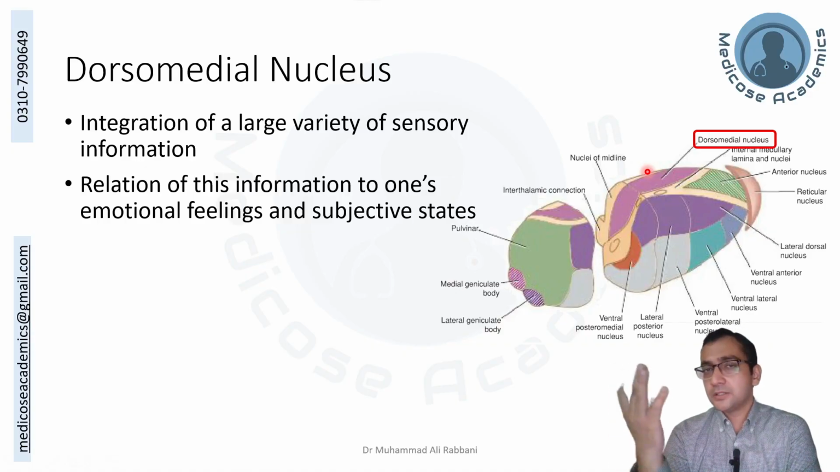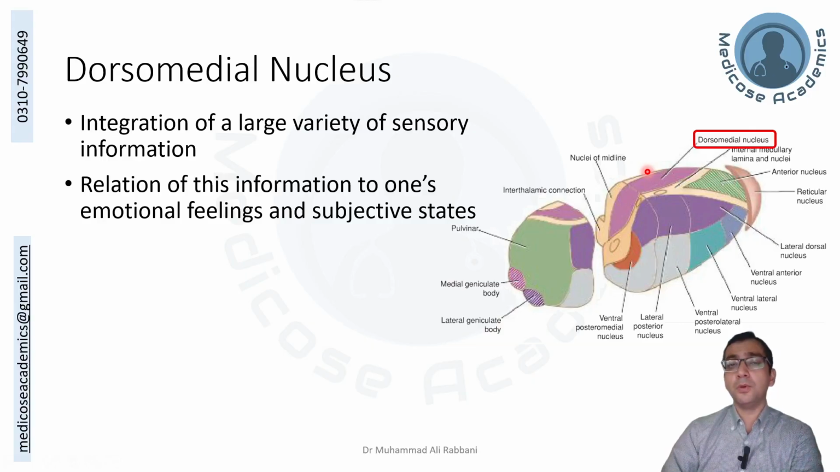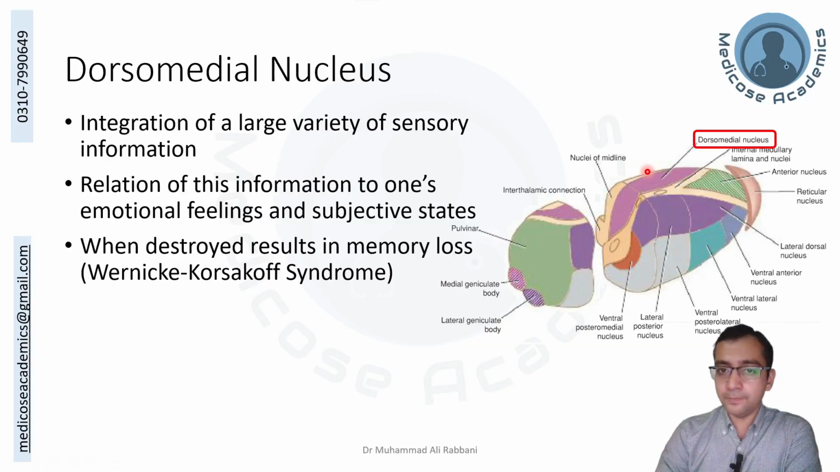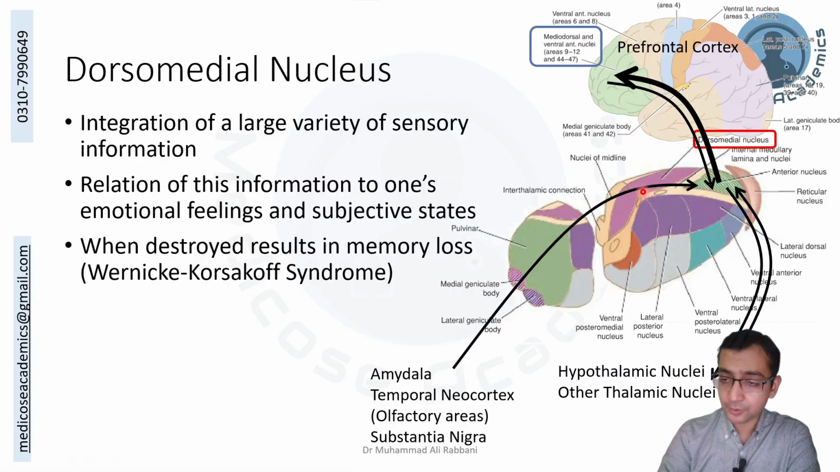The olfactory, visceral, somatic functions and different sensations are integrated here, and somatic and visceral reflexes are mediated through this point. Injury to this nucleus may lead to a decrease in anxiety, decrease in tension and aggression, much similar to that of injury of the prefrontal cortex. Injury also leads to the loss of memory, Wernicke-Korsakoff syndrome. It gets signals from the amygdala, the limbic system, temporal cortex, olfactory areas, and substantia nigra, is connected to the thalamus and hypothalamic nuclei, and the major output is to the prefrontal cortex.